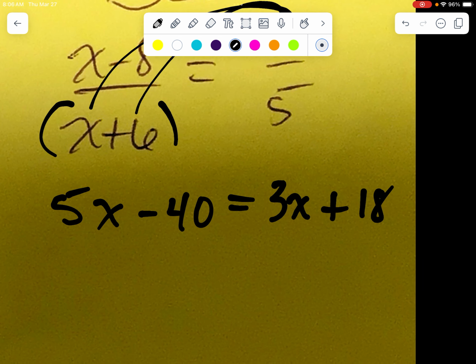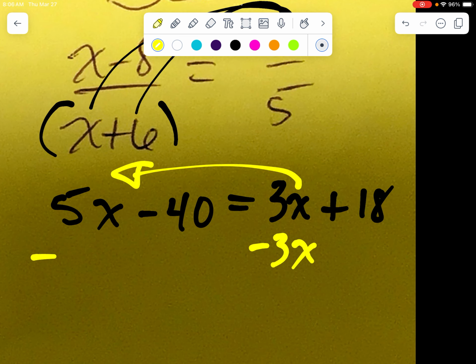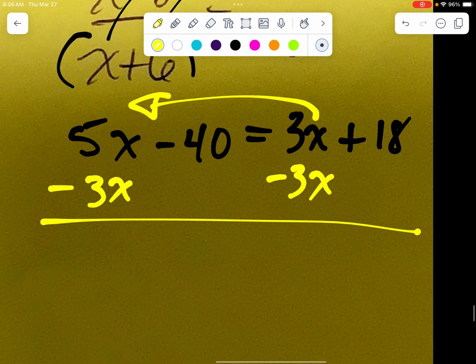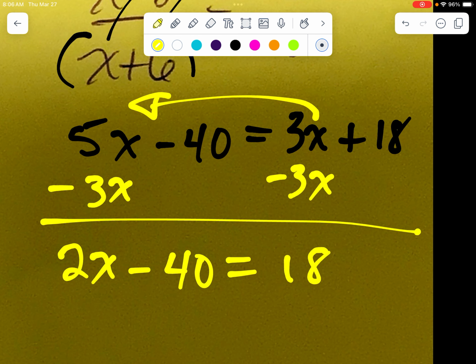Numbers need to go with numbers. Variables need to go with variables. I'm going to move the 3x to the other side, so we're going to subtract 3x. You could move the 5x to the other side, but I want to work with positive values of x. That's a personal preference. So I'm left with 2x minus 40 equals 18.